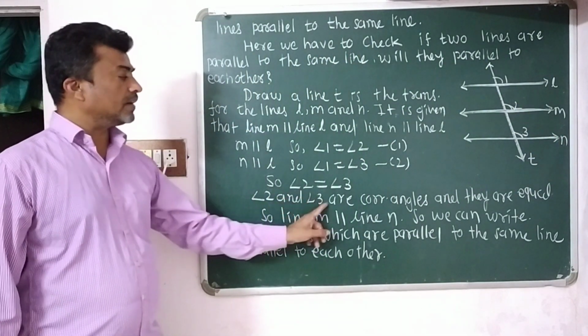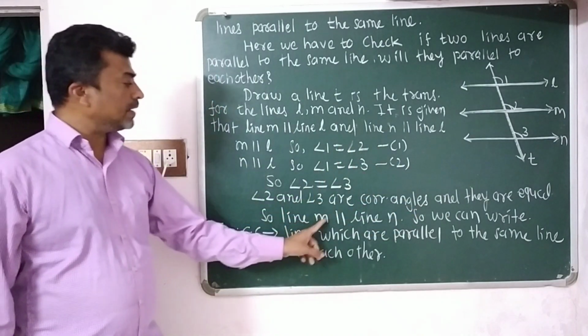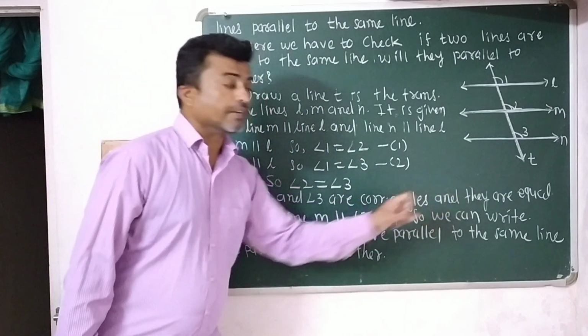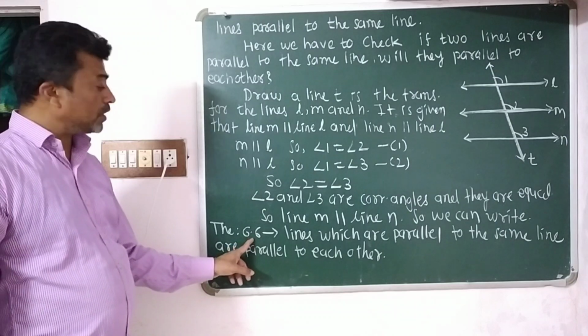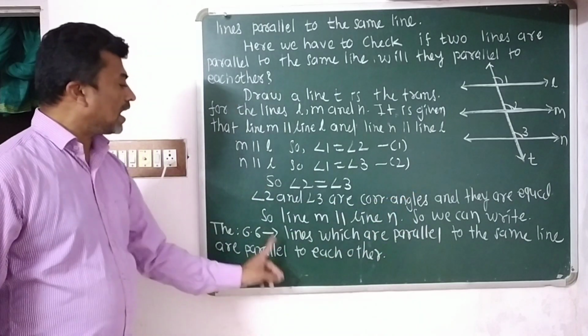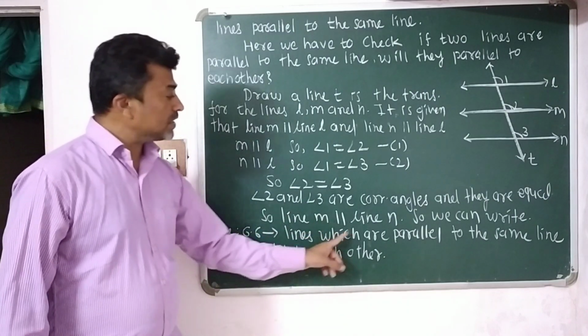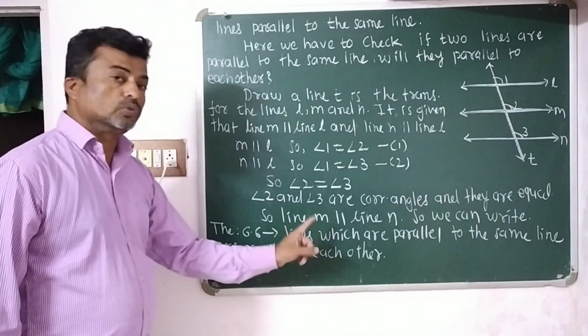So angle 2 and angle 3 are corresponding angles and they are equal. So line M and line N are parallel to each other. And we can write Theorem 6.6. What is our Theorem 6.6? Lines which are parallel to the same line are parallel to each other.